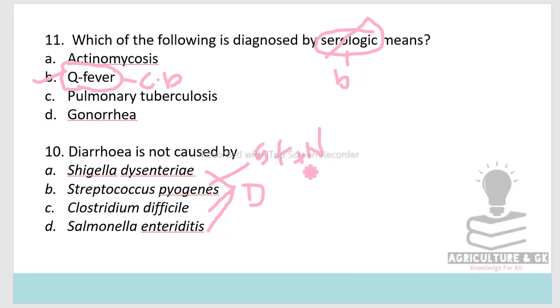The pneumonia that we are discussing is caused by Streptococcus pyogenes. So our answer will be option B.